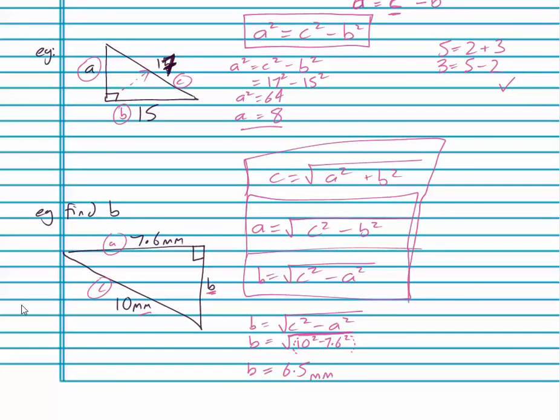3 different versions of the formula for Pythagoras. All of them will work to find a shorter side. Up to you which one you think you'd prefer to use.